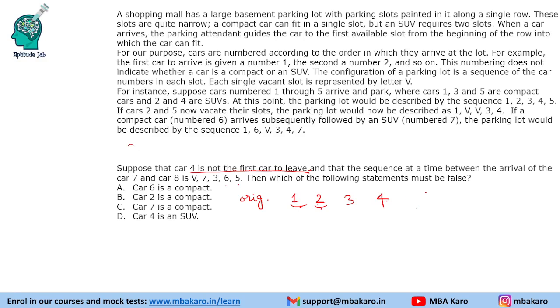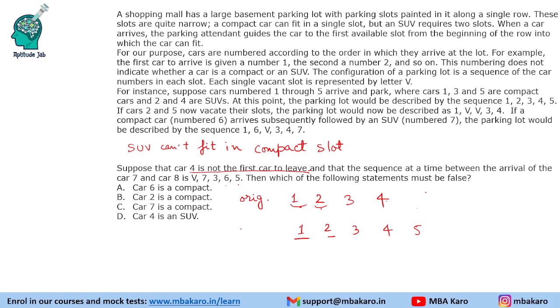So the logic that an SUV can't fit in a compact slot means that 1 and 2 are compact. So 1 and 2 are compact, taking one slot each, right? Whoever leaves, we are not worried about them. One of them leaves, then 3 and 4 are present. Then car 5 comes. 4 was present and then 5 comes, so 5 will come here.